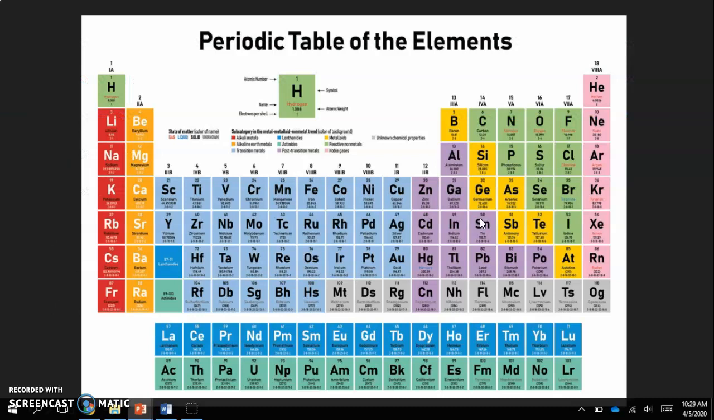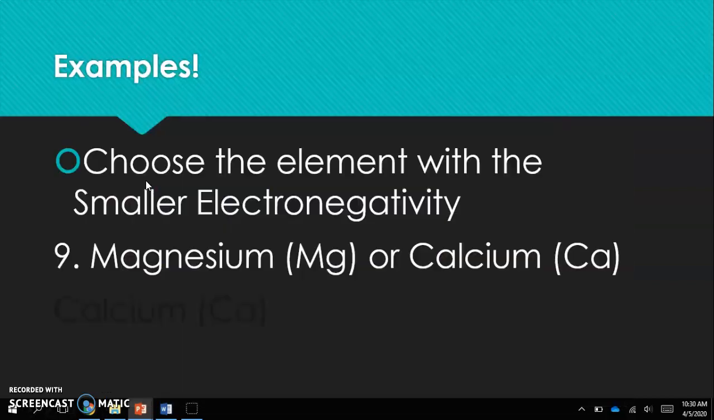Well, let's go back and find our magnesium and our calcium. Here is magnesium. And here is calcium, okay? So they're both in group 2. So we're going to look at the fact that electronegativity increases as you move from the bottom to the top, okay? So that means magnesium, right, being above calcium is going to have a higher electronegativity than calcium. And again, our question here asks for the element with the smaller electronegativity. Because calcium is below magnesium on the table and our electronegativity increases as we move up, our answer here is going to be calcium. Okay, and we would just reverse this depending on the wording of the problem.